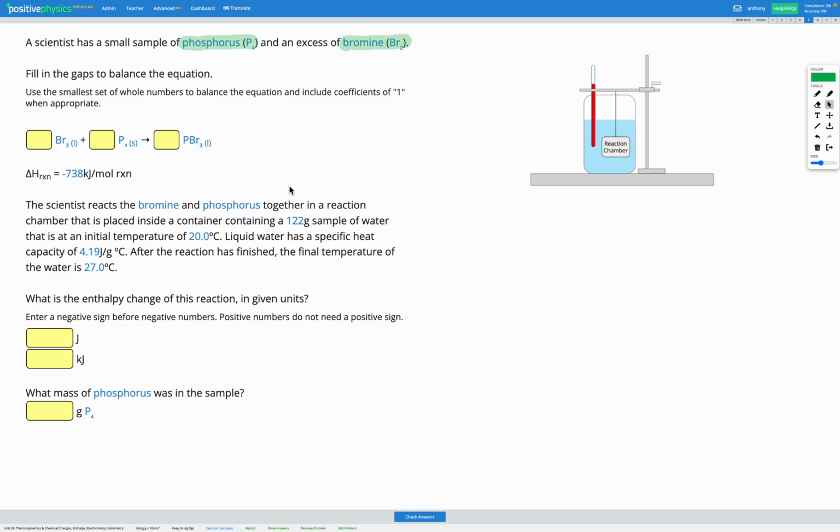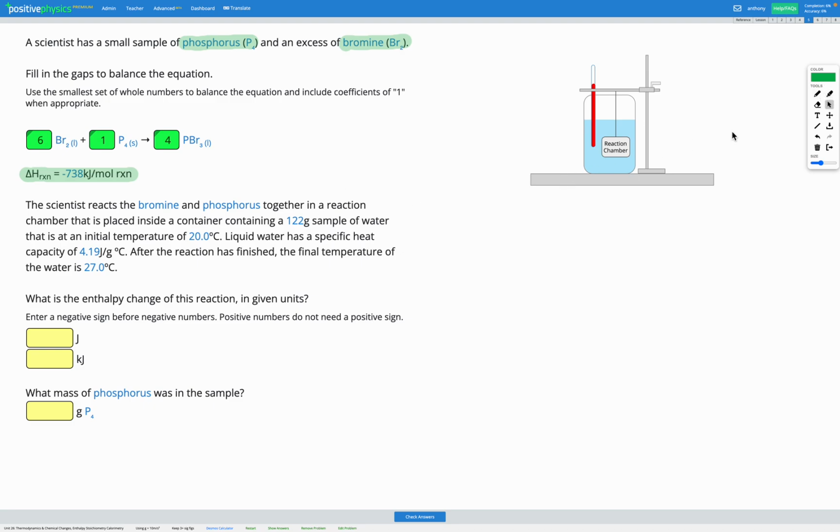Again, I'm not going to show how to do that here. You can head back to Unit 14 if you want to see an example on that. To balance this equation, we need 6, 1, and 4. We've been given the enthalpy change of reaction for this equation.